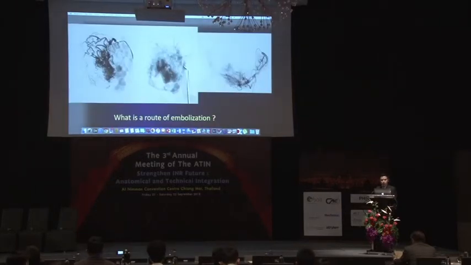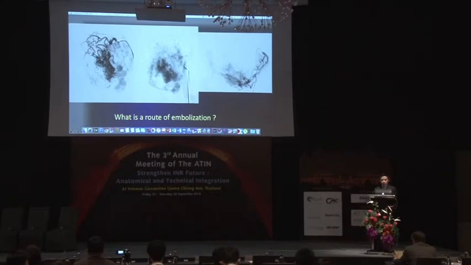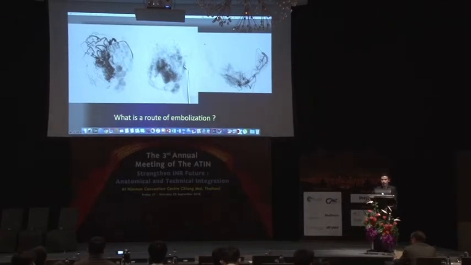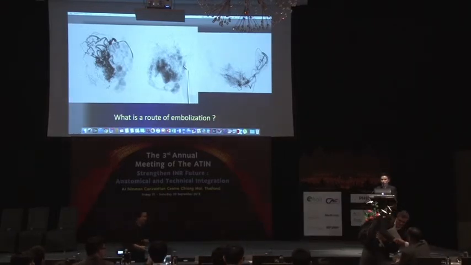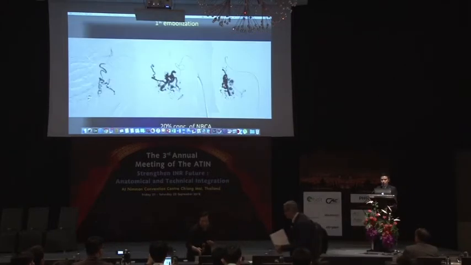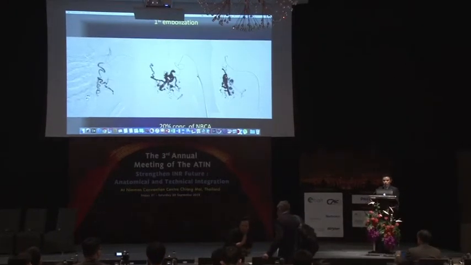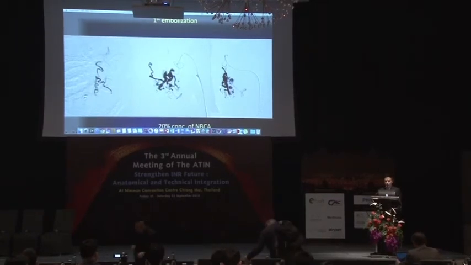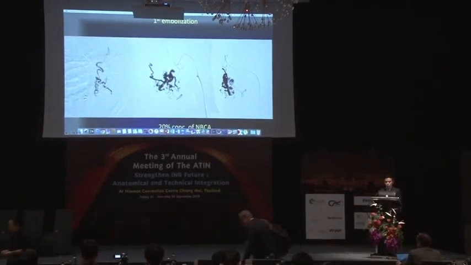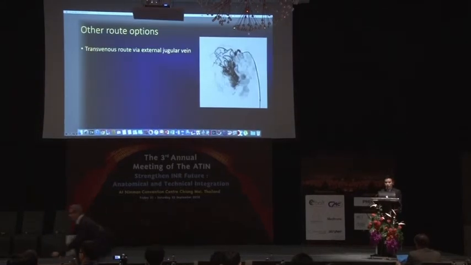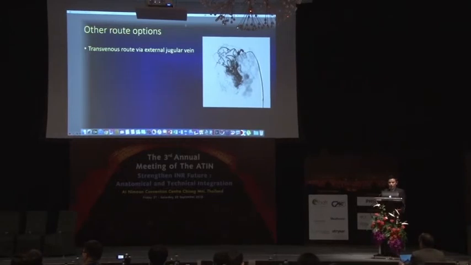In the angiogram, you can see multiple arterial feeders here, the venous pouch in the mandible, and feeders from the contralateral side. But it's difficult to treat because by this route we cannot cure it. The first time, we tried transarterial embolization, injecting glue, but it was not successful. The venous pouch is still there.